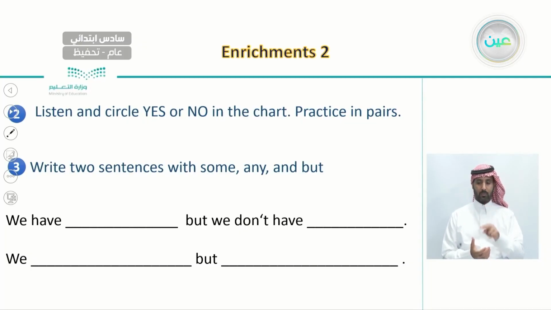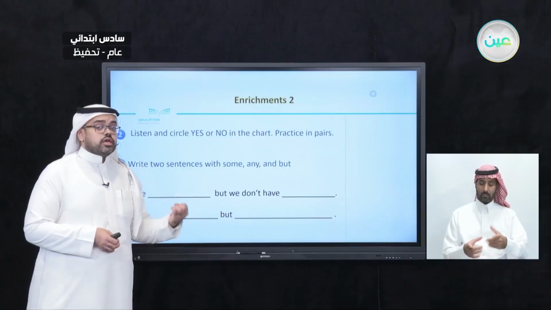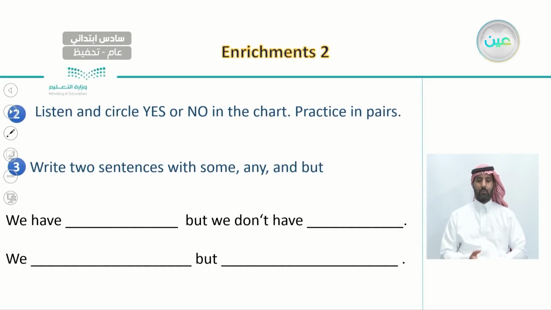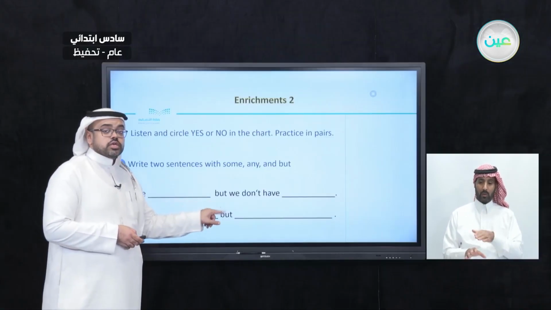And after this, we did practice how to use yes and no to answer, and how to use sentences with some, any, and but. So after we listen to these 2 ladies discussing how to make pizza, here we come up with sentences about what they have and what they don't have. And how can we use this? By saying we have and using but in the middle.